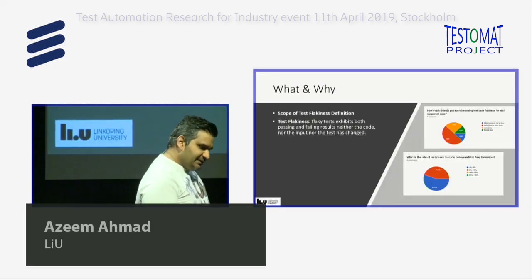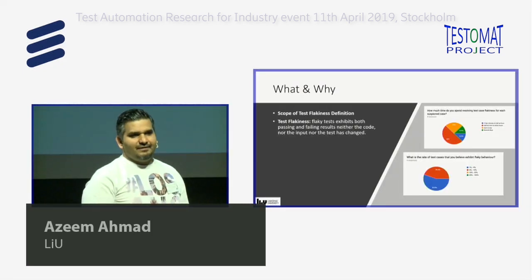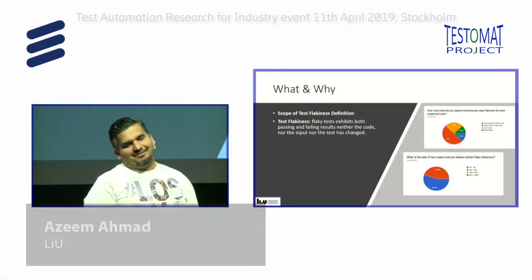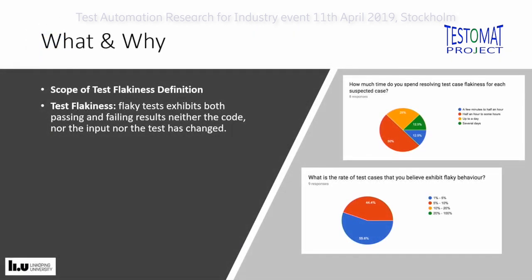So the question I received during my poster session was, what is test flakiness? And I told them that this is what we are trying to find out. But on a general level, it is a test case that exhibits both pass and fail outcomes when you haven't changed anything. You haven't changed the source code, the test code, or the input. Everything was working yesterday, everything was green, and now it's red. And when you are confused, you rerun, and then it is green again.